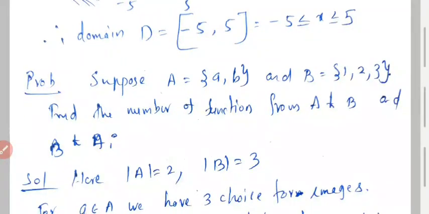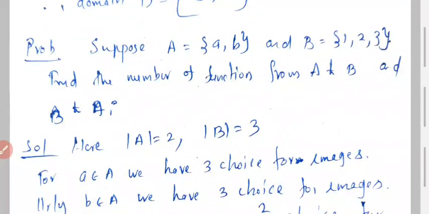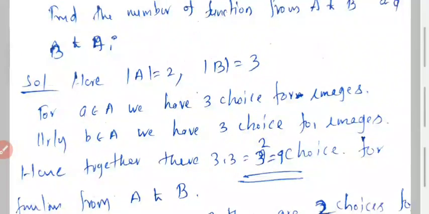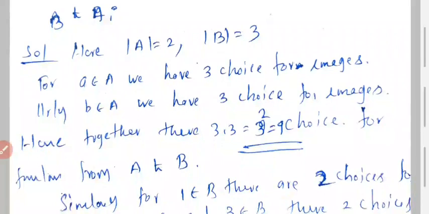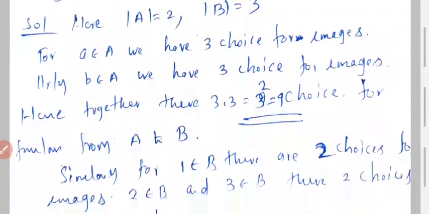Next is a question. Suppose A is equal to the set {a, b} and B is equal to the set {1, 2, 3}. We are asked to find the number of functions from A to B and from B to A. Note that for a element of A, you could have three choices: a1, a2, a3. Similarly, for b element of A, you have three choices: b1, b2, b3. So 3 into 3, that means 9 choices are there. So 3 square choices are there.